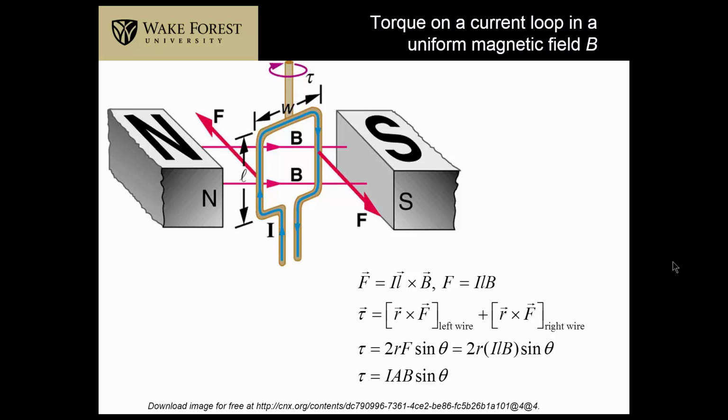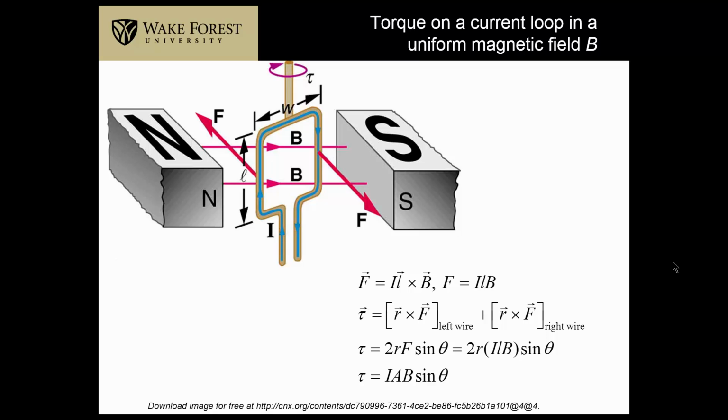Each of those will give us a torque of RF sine theta, where theta is the angle the normal to the plane of the loop makes with the magnetic field. So from each of these we get an RF sine theta, a total torque of 2RF sine theta. 2R is just the width. The width times the length is the area of the loop, and that gives us a total torque of IAB sine theta: the current times the area of the loop times the magnetic field times the sine of the angle the loop normal makes with the magnetic field.